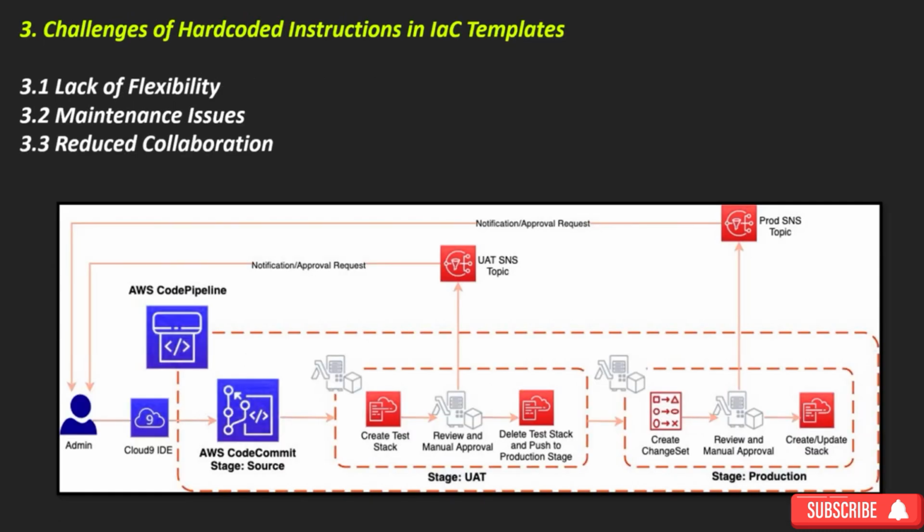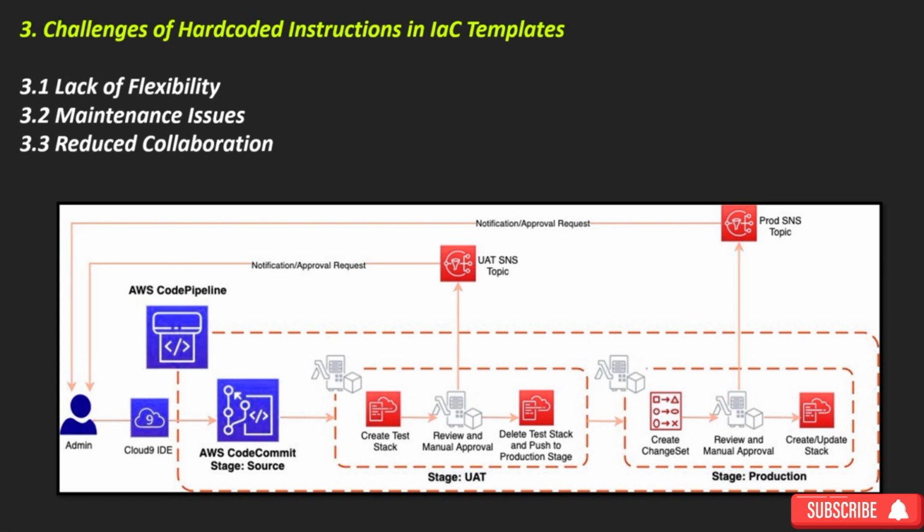The third will be the challenges of hard-coded instructions in IaC templates. While IaC brings numerous benefits, relying on hard-coded instructions in templates can introduce challenges and hinder the full potential of automation. So what are the points we need to discuss? Starting from the lack of flexibility. Understand?